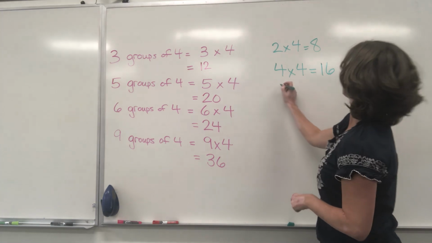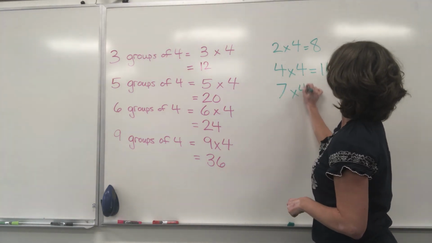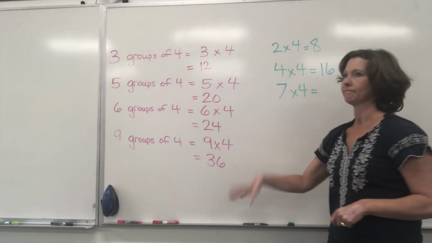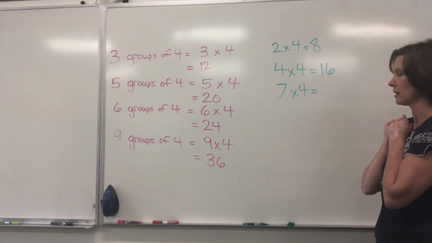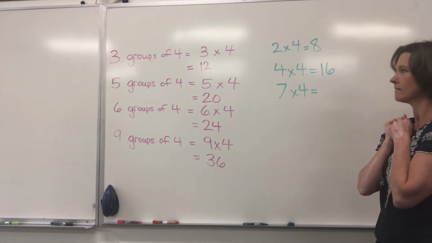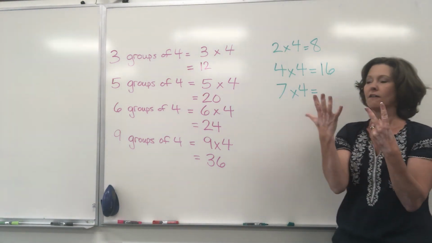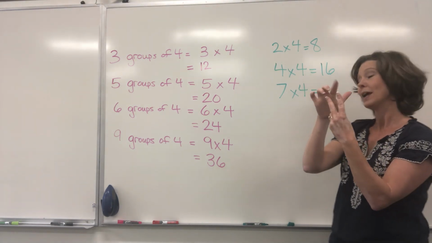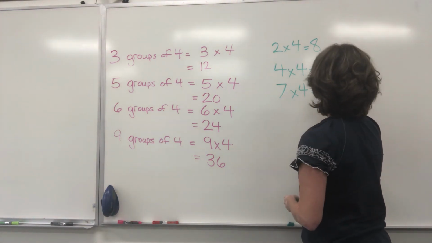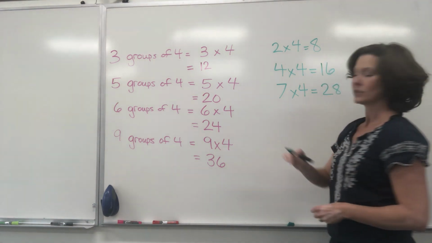Number 7 is 7 times 4. Hold up my 7. You count it. See if you can figure out what the answer is, and I'll tell you what I think. Let's check. 4, 8, 12, 16, 20, 24, 28. 28. 7 times 4 is 28.